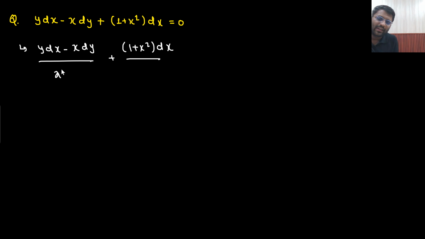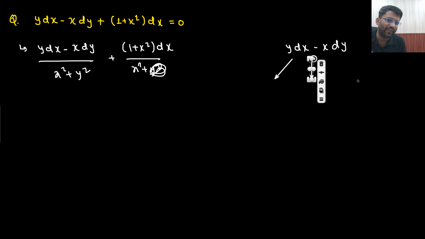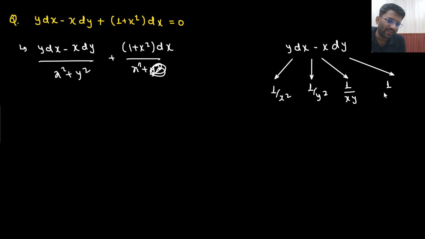Will I divide with x square plus y square? Sir, again needlessly y is coming. Look, whenever you see y dx minus x dy, whom will you think of? There are 4 candidates: either I will divide with x square, or with y square, or with xy, or with x square plus y square.